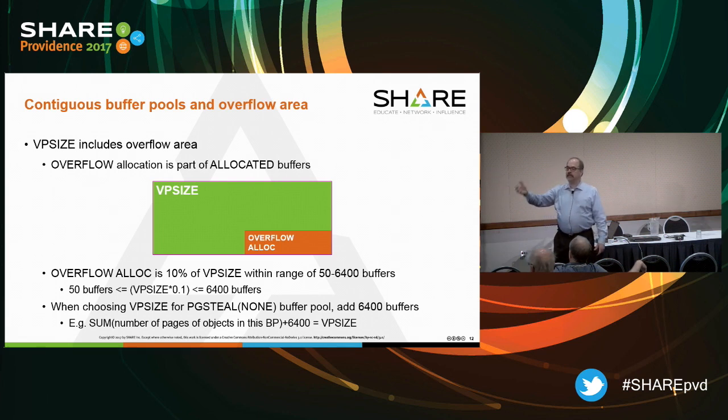So if you anticipate objects in this buffer pool to grow slowly, then you give a small fudge factor when you make your VP size. If you expect them to grow a little more quickly, you do need to make the buffer pool large enough because you really don't want to be exercising the overflow area. What you want to do is take messages saying that you're using the overflow area to indicate that it's time to increase the size of the buffer pool.